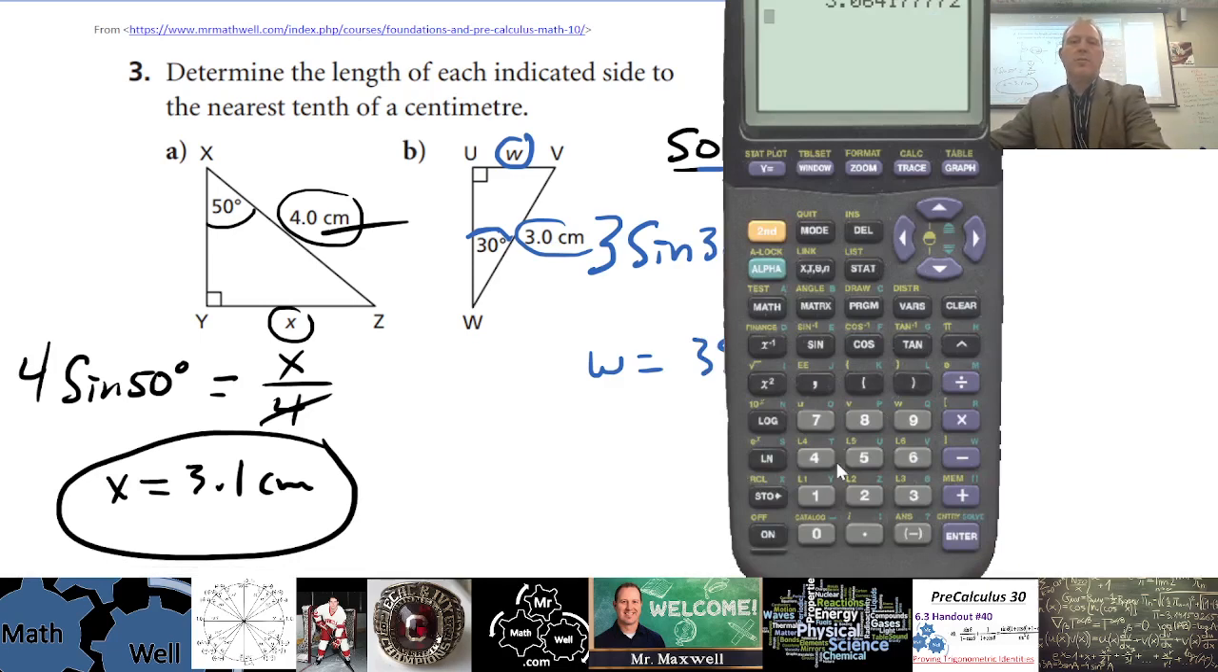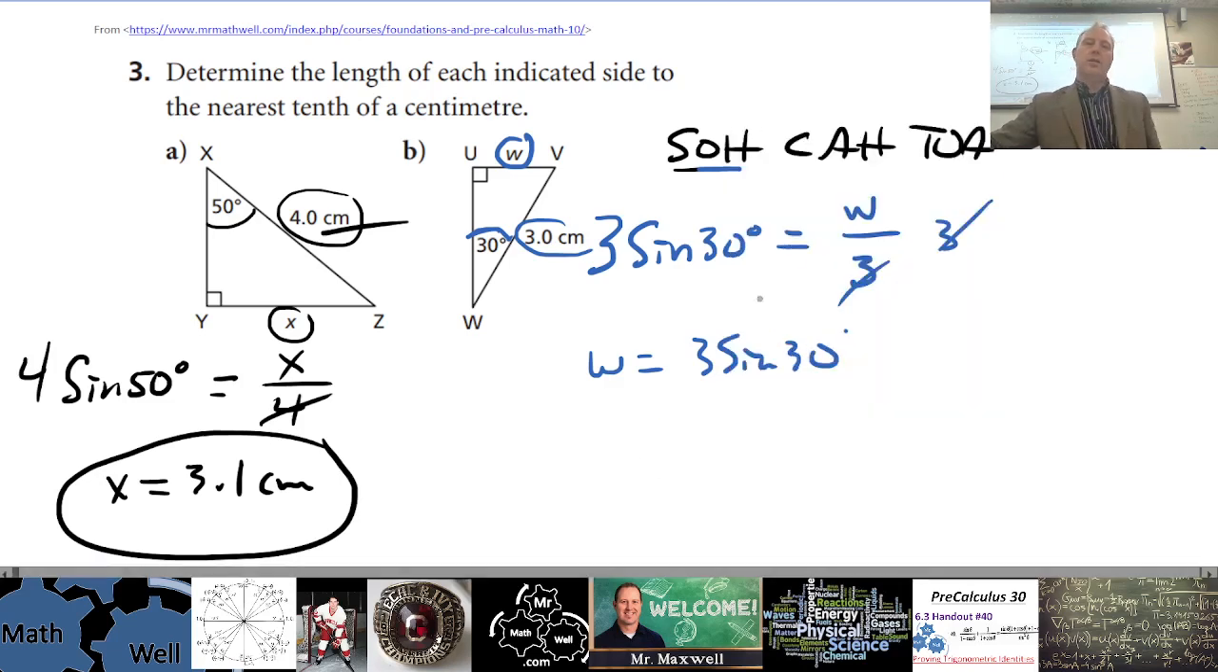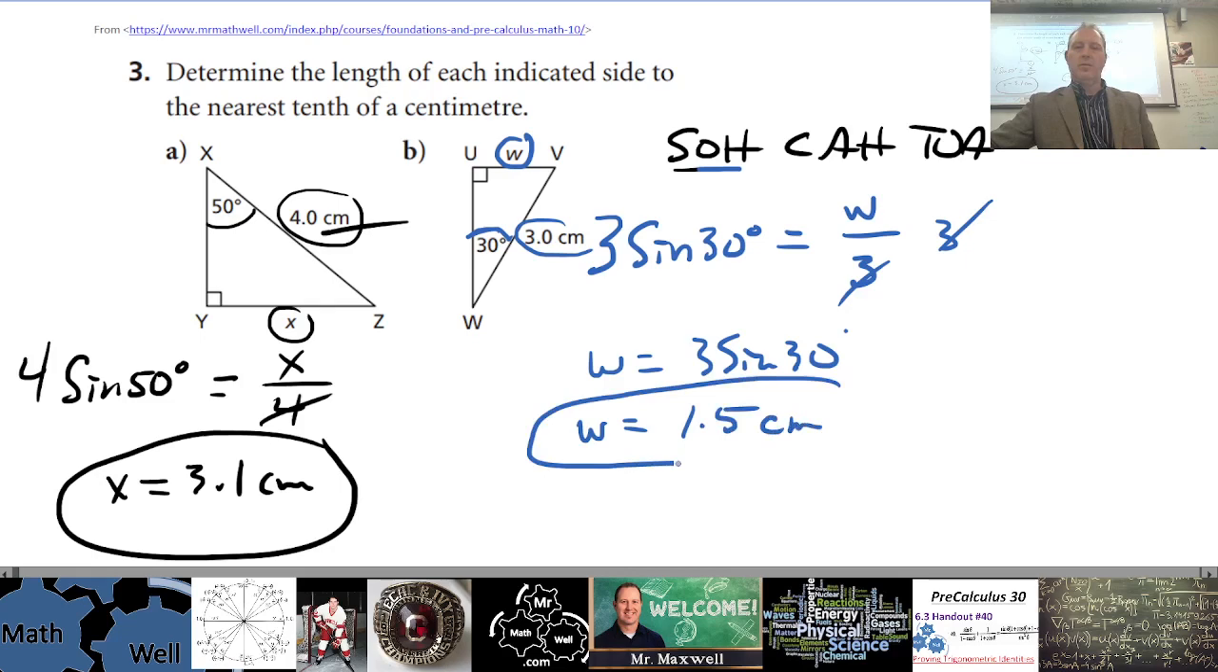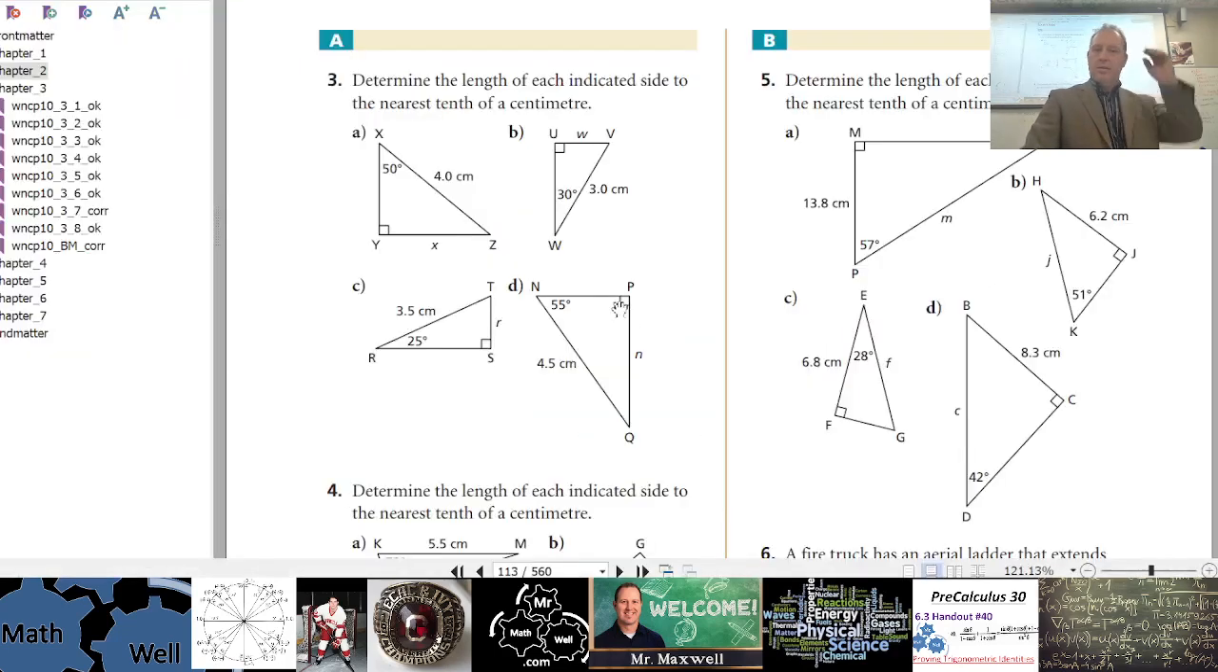You might remember what sine 30 is. Maybe you don't, but 3 times sine 30, it's 1.5. So sine 30 is 1/2. You might do well to remember that. But we have 1.5 and the units centimeters. Okay, everything looks okay there. That's about a 30-degree angle. W is about half of the hypotenuse here. So everything looks reasonable. Okay, so that's number 3.